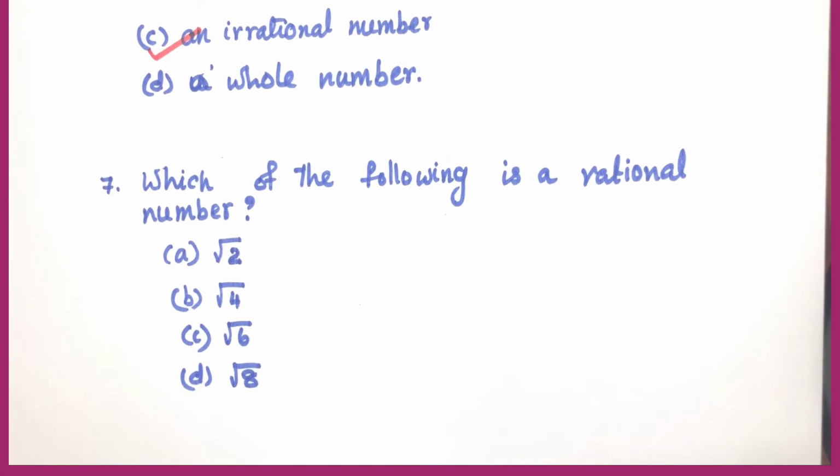Seventh question is, which of the following is a rational number? Root 2, root 4, root 6 and root 8. The correct answer is root 4, because root 4 is equal to 2, where root 2, root 6 and root 8 are irrational numbers. So the correct answer is option B.